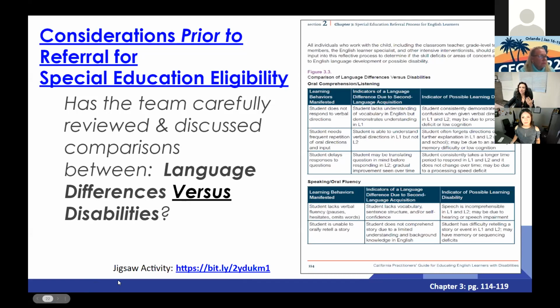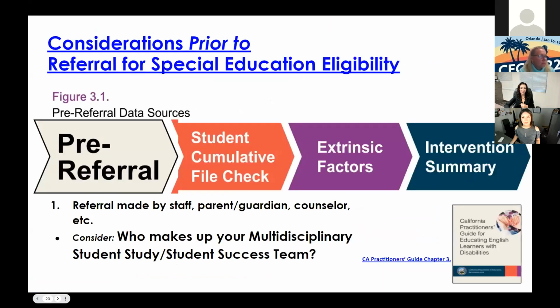You might also use this figure during student study team, student success team meetings, English language acquisition team meetings, to help frame the conversation and support and acknowledgement that language difference is a difference, not necessarily a disability. The students may be suspected as having a disability and assessed as having a disability, but we first want to understand the difference, the language learning needs, language acquisition need of our students. And that takes us to pre-referral.